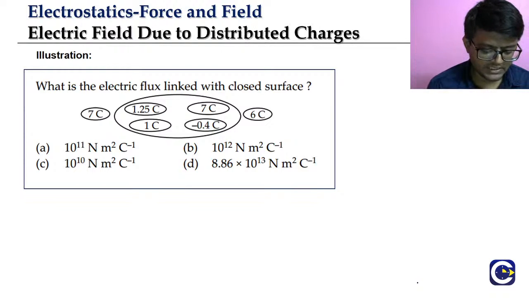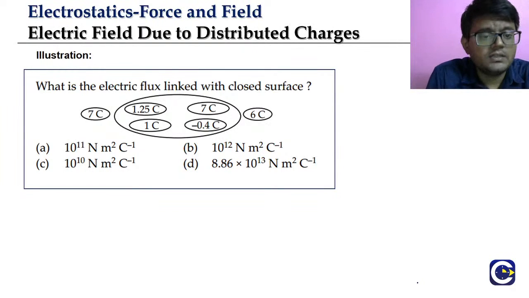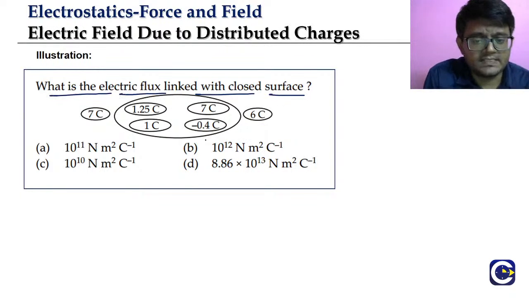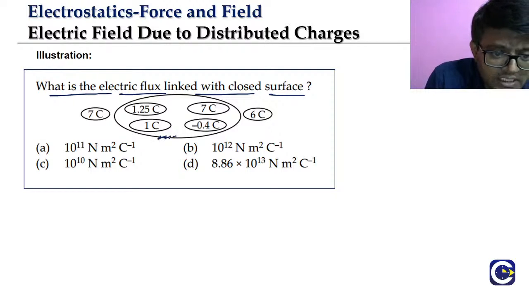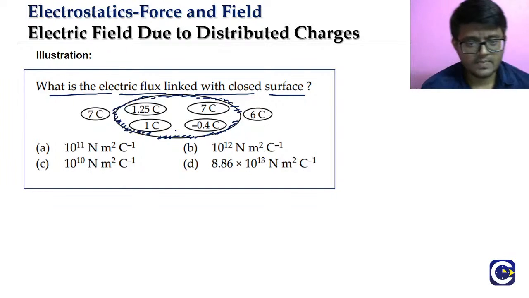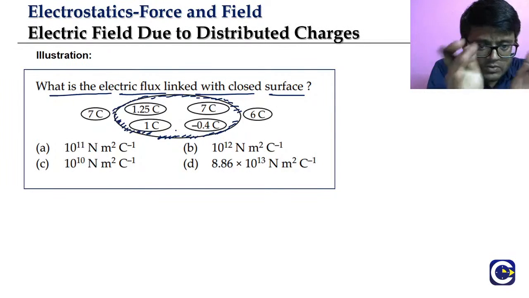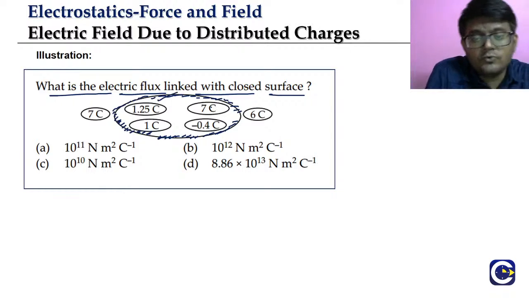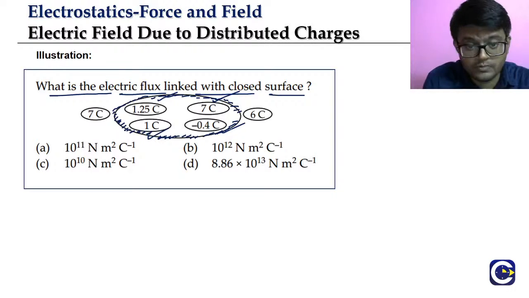Check this question. They are asking what is the electric flux linked with the closed surface. Here a closed surface is given, so I'll just mark it. I'll just mark the closed surface. So what are they asking? They are asking what is the flux through this closed surface. What charges are inside that surface? 1.25 coulombs, then 7 coulomb, then 1 coulomb, then -0.4.